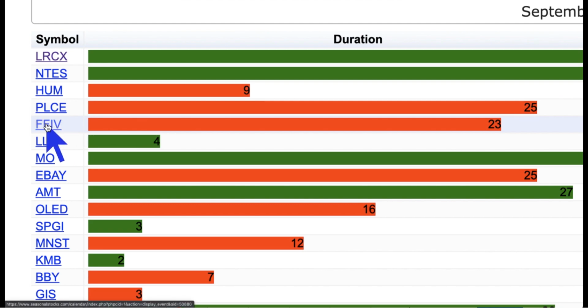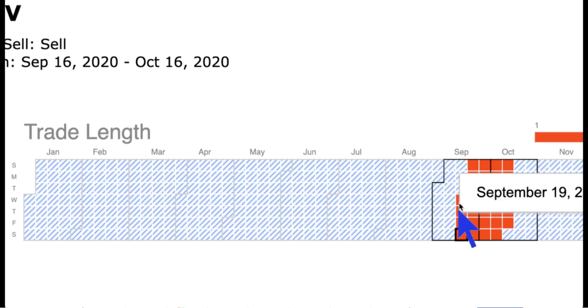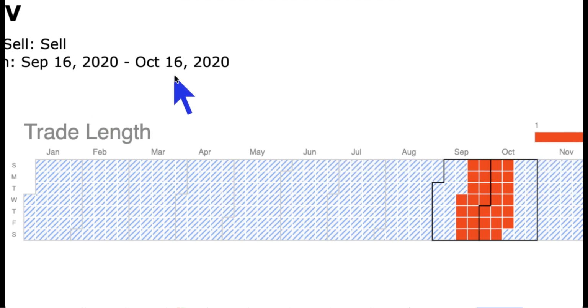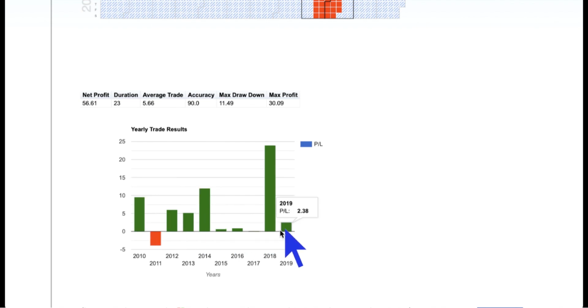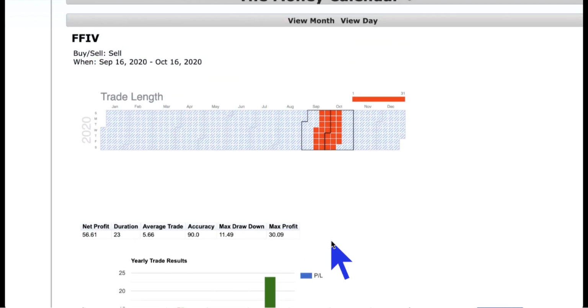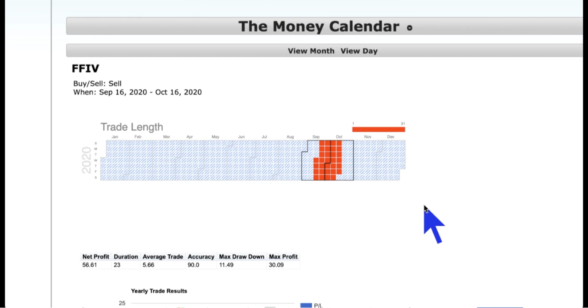So if I were to look at, say, FFIV, all right, I can see a red opportunity that starts on September 16th and ends on October 16th. And again, all profitable. Not much here in 2015, 16, 17. There's your loser back in 2011, only $3.90 down. But what I do is I go through and scan these to find the best opportunities and then create that low-risk option trade from there.